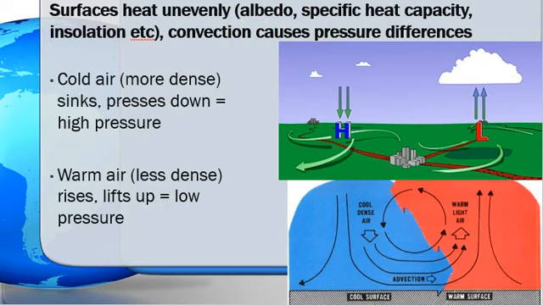One could be that maybe a surface has a lower albedo, and because of that it's absorbing more heat, and when it's absorbing more heat, it's able to radiate more heat back into the air around it. So that could be one reason you have a warmer area.